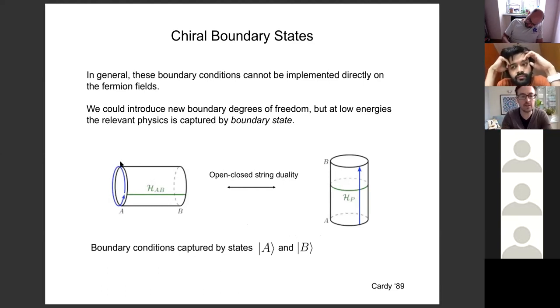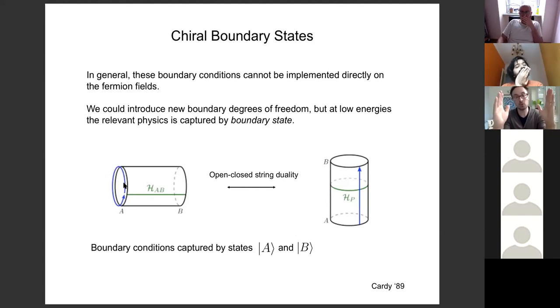You start with this picture here, which is your system on an interval, with some boundary condition A at one end and some boundary condition B at another end. You want to compute the partition function, and to compute it, you compactify Euclidean time. That's this blue circle direction, and off you go and compute. Cardy's idea was very simple. You do a modular transformation, which graphically is just turning the thing on its side, and you view what was the spatial direction as time, and what was the temporal direction as a new space.